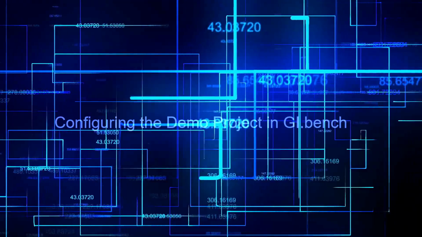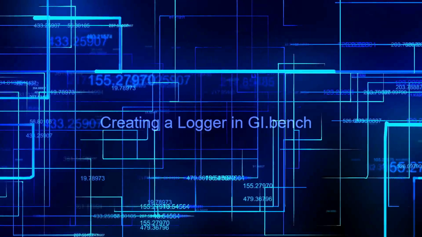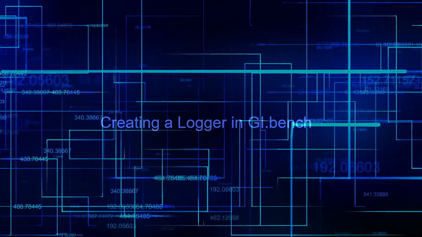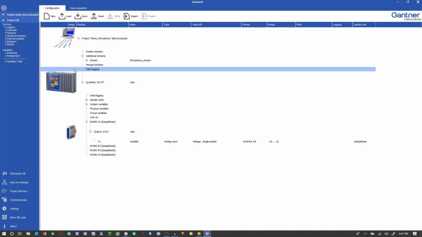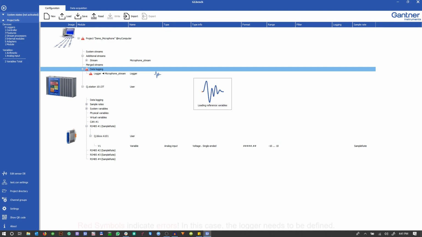With the microphone project loaded, you can now edit the project within GI.bench to fit the scope of your demonstration. The microphone demo GI.bench project does not include a logger by default. However, creating one is a simple process, and the logger can be saved to the microphone demo project prior to meeting with the customer. To create a logger, right-click on Data Logging within GI.bench and select Add Logger.